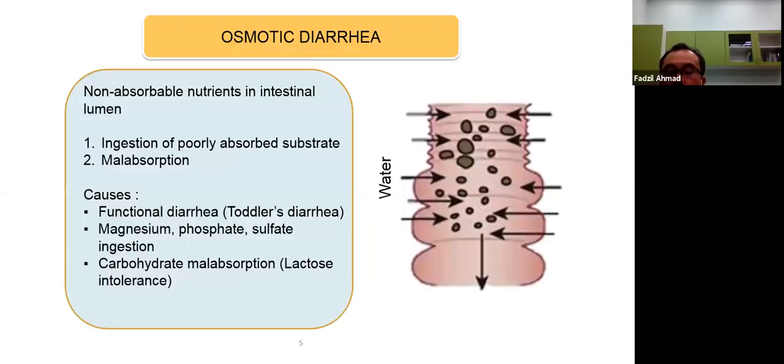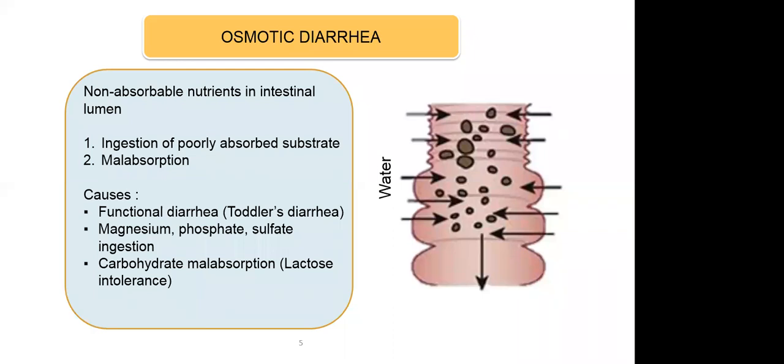Okay, next. Let's take a look at osmotic diarrhea. By the name osmotic, there are non-absorbable nutrients in the lumen. The food or any substrate in the lumen cannot be absorbed in the intestine. This substrate or food leads to an osmotic pull, so water is pulled from our body into the lumen. That's why the patient will have diarrhea, because this substrate or food will withdraw water from the body. You can see the picture on the right side.